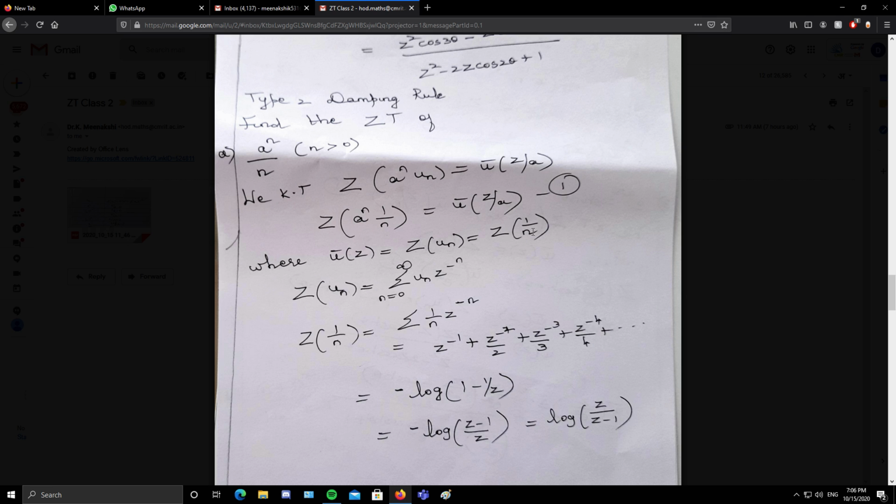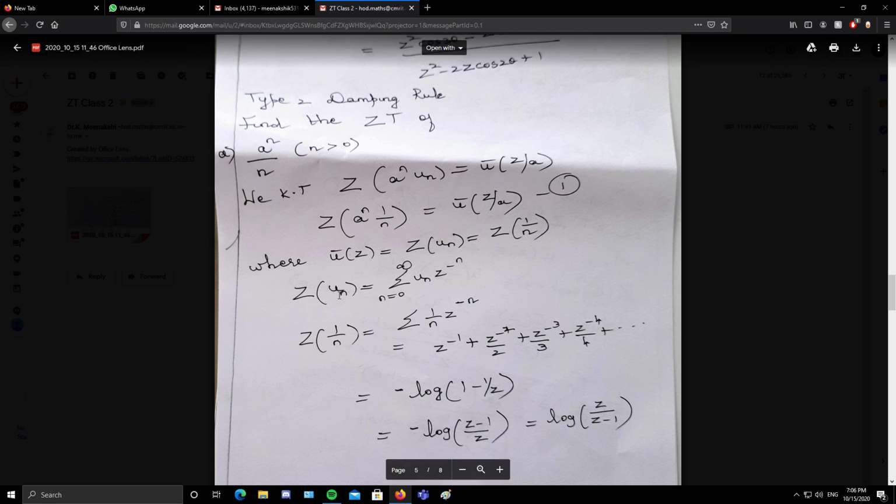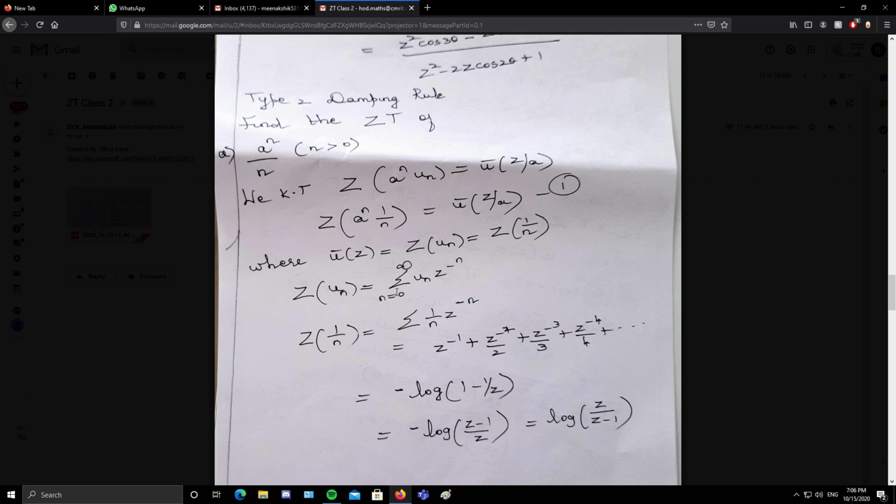You know the transform of n, but not 1 by n. So start with the definition. What is z of un? Summation un z power minus n. In place of un, you have 1 by n. Expand the summation. You have to omit n equals 0 because it is indeterminate. I am leaving the term n equals 0 because 1 by 0 is infinity. So I am taking the summation from n equals 1.